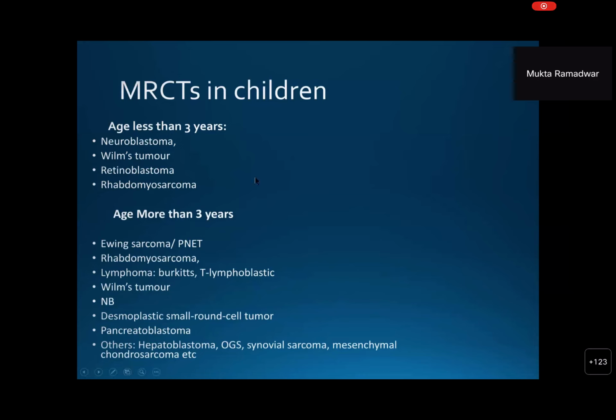See how it impacts. If the child is less than 3 years of age, neuroblastoma, the lymphomas and the leukemias are at the top of my differential diagnosis list, followed by Wilms tumor, retinoblastoma, rhabdomyosarcoma. On the other hand, if the child is more than 3 years of age, neuroblastoma shifts a little further down the list, and the other differentials like Ewing sarcoma, PNET, rhabdomyosarcoma, lymphomas and leukemias are still in the list. So age impacts the differential diagnosis quite significantly.